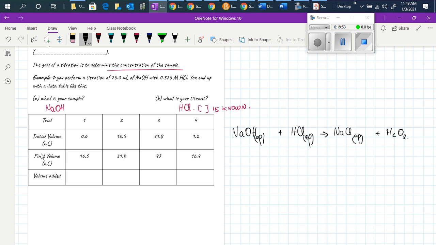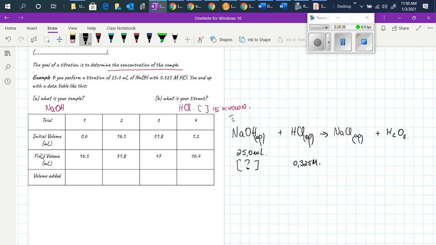Those are balanced. Now, what we have here is 25.0 milliliters of sodium hydroxide with a concentration that we don't know. We will figure it out. And we have the concentration of hydrochloric acid at 0.325 molarity. We don't know the volume of the titrant, but based on the information that we have here on the table, we will find the volume.